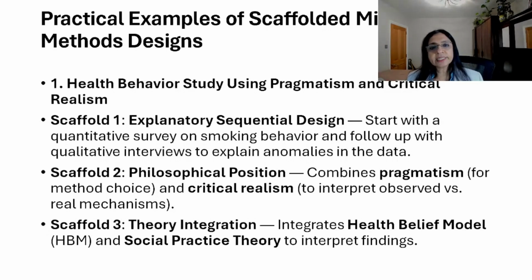Explanatory sequential starts with a quantitative survey on smoking behavior and follows up with qualitative interviews to explain anomalies in the data. Scaffold 2 is a philosophical position combining pragmatism for method choice and critical realism to interpret observed versus real mechanisms. And scaffold 3 is theory integration, which integrates the health belief model and social practice theory to interpret findings.